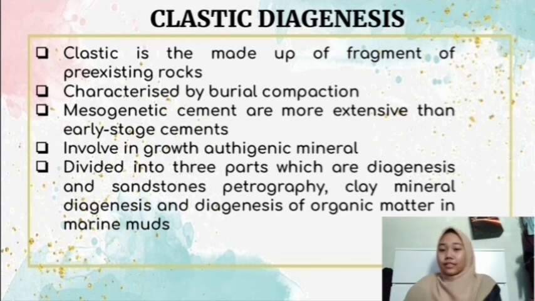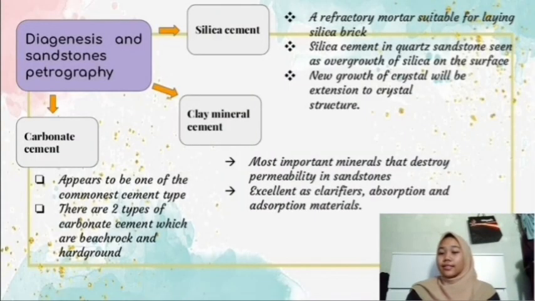Clastic diagenesis is divided into three parts, which are diagenesis and sandstone petrography, clay mineral diagenesis, and diagenesis of organic matter in marine mud. Next, diagenesis and sandstone petrography are divided into three cements, which are silica, carbonate, and clay mineral cement.